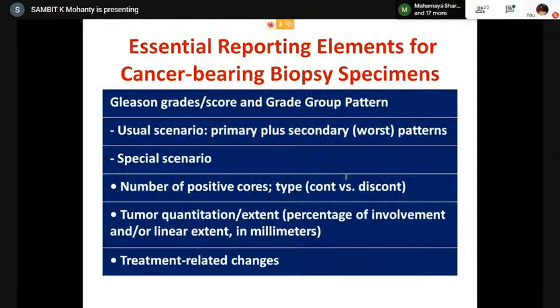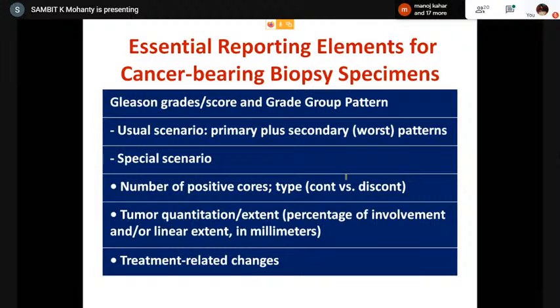Okay, cool. So, essential reporting elements for cancer-bearing prostatic needle core biopsies. The usual scenario is you go for the primary, which is the highest, and the secondary is usually not the next one, it is the worst pattern. Suppose you have 3, 4 and 5, 4 is the highest, and 5 is little, but it is the worst pattern. So you say it is 4 plus 5. If you have 3, 4, 5, and 4 is the highest at 60%, 10% is 5, and 30% is 3, that becomes 4 plus 5.